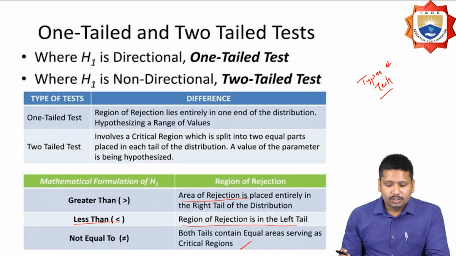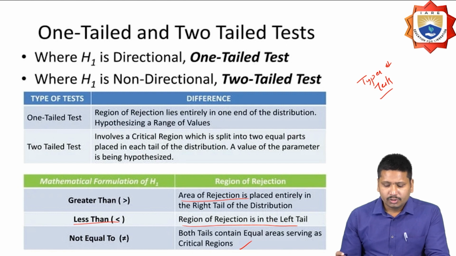So a one tail test is where the region of rejection lies entirely at one end of the distribution, and a two tail test involves the critical region split into two equal parts, placed in each tail of the distribution.